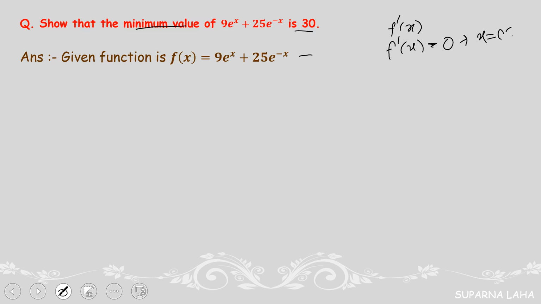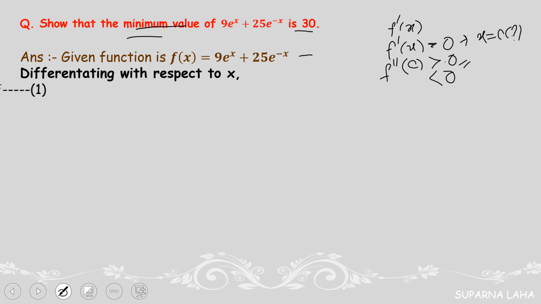Here I am taking this as c, you need to find, and then check whether f double dash x is greater than 0 or less than 0. For showing minimum value, we need to show it is greater than 0. That time we will say that at this point x equals c, a minimum value exists. So first of all, find f dash x. Differentiating with respect to x, f dash x is 9 e to the power x minus 25 e to the power minus x. All of you know the derivative of e to the power x or e to the power mx.